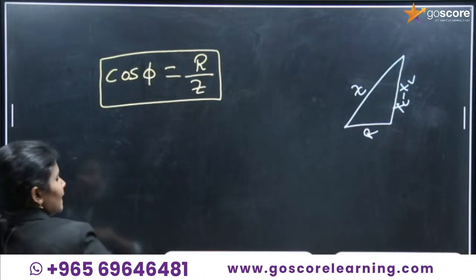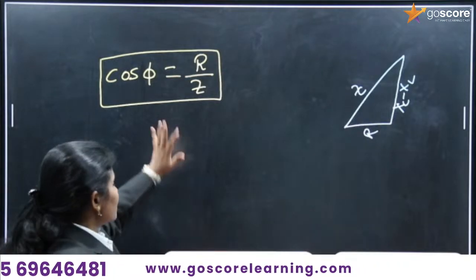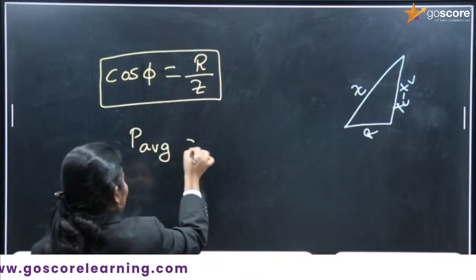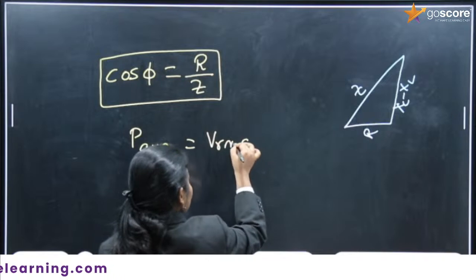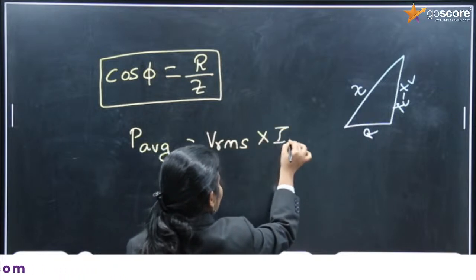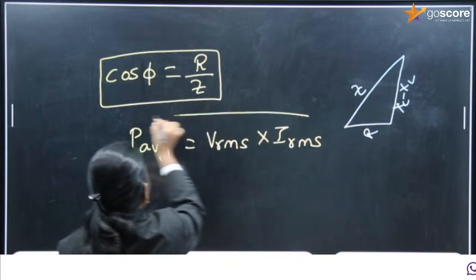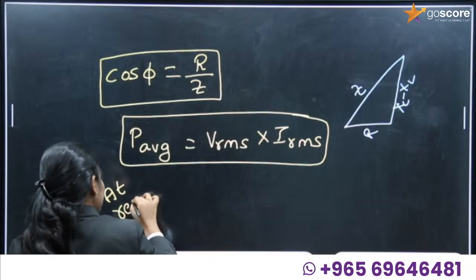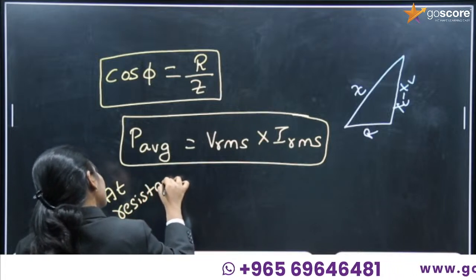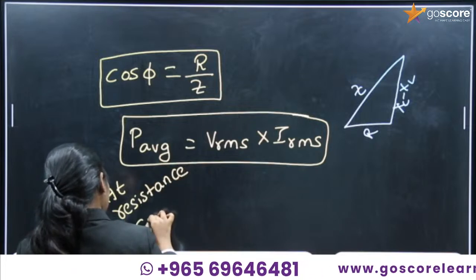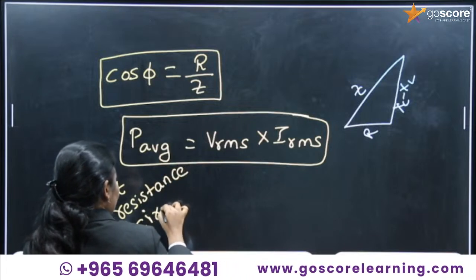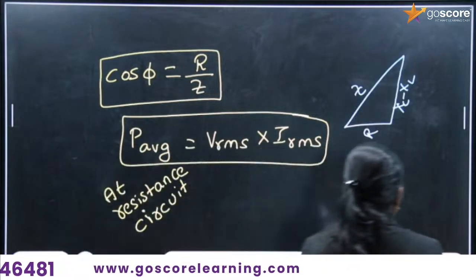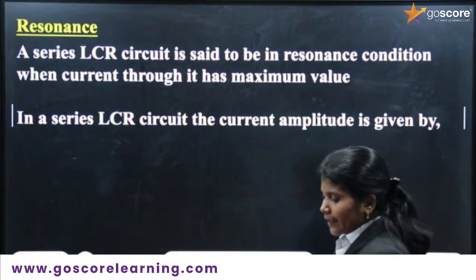For a pure resistor, where we are considering resistance only, what is the average power? P average is equal to VRMS into IRMS in a resistance circuit.